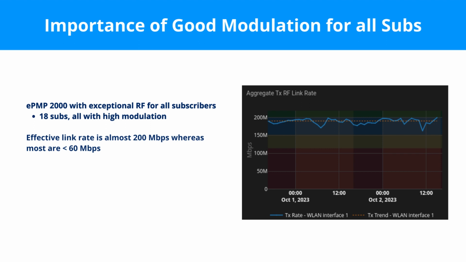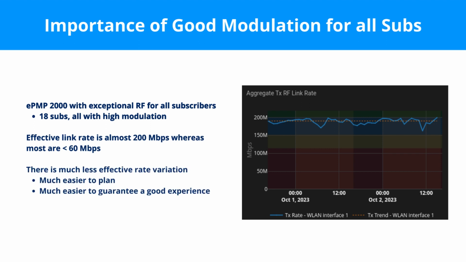But what's neat here is not only the higher rate, but because it's much more consistent, it is much easier to plan this network, and it is much easier to capacity plan the network, like how much you can sell, and also much easier to guarantee a good experience for the customer, of course, and speed tests figure into that as well. So modulations are really important. I have a couple of resources at the end that can help you understand that, if that's something that you're not familiar with.